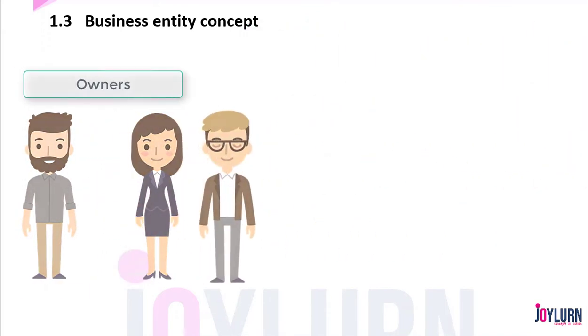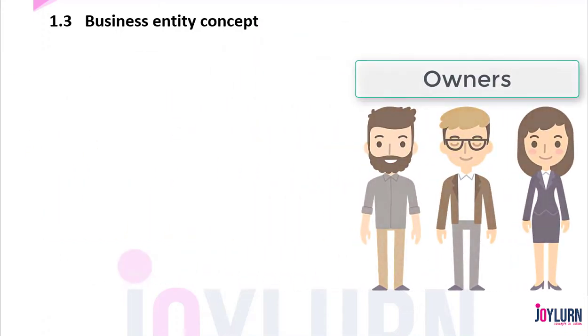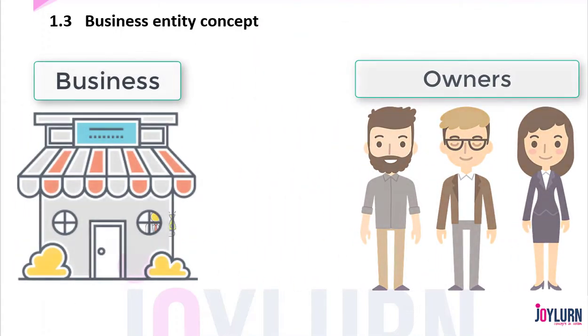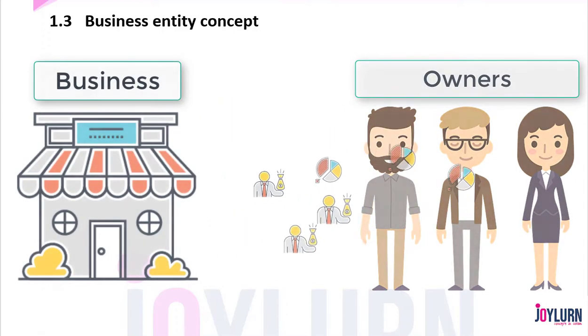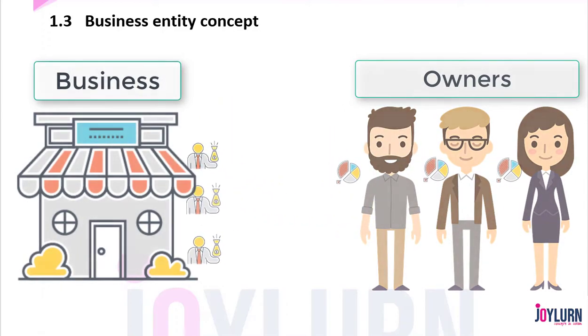The ownership interest of a business is usually divided into shares of stock. A person becomes a stockholder by purchasing the stock of the corporation. There are many types of business: sole proprietorship, partnership, and joint stock company. But for the time being, just understand that whatever form the business takes, it's a separate entity from its owners.